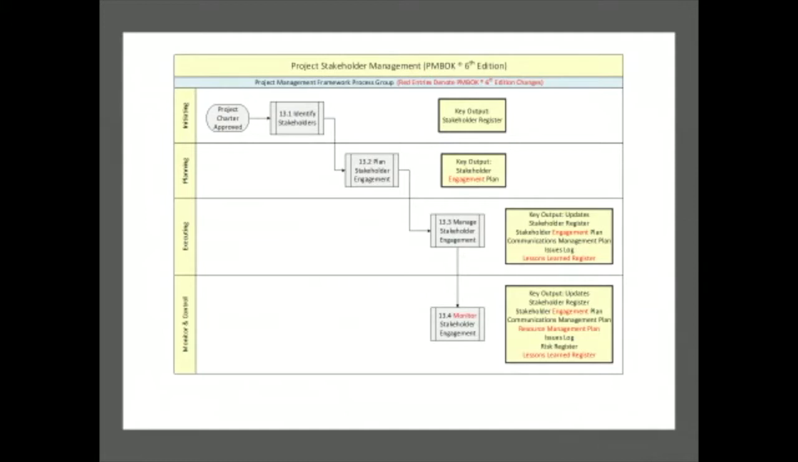So what happens? Initiating process group. Recall what the initiating process group is. We're going to develop a project charter. We're going to try to make sure that everybody, management, our team, we're all on the same page. And we want to get this thing approved. The goal of a good project manager is to move good projects forward and stop the bad ones from happening.